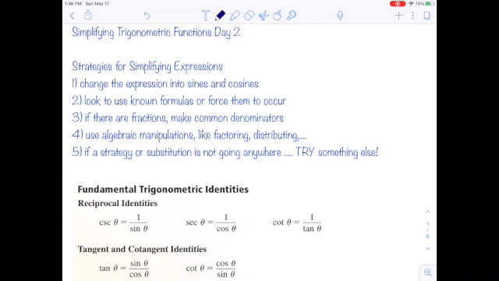So if you hypothetically notice, hey, it's a difference of two squares, treat it like one. Number 3, if there are fractions, make common denominators so you can add or subtract fractions. Number 4, use algebraic manipulations like factoring, distributing, pretty much anything you can think of that's an algebraic equivalence, go for it. And number 5, if a strategy or a substitution is not going anywhere, honestly, crinkle up that piece of paper, toss it to the side and just try to start something new.